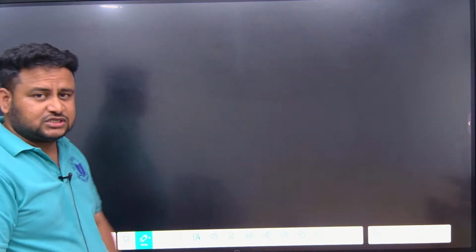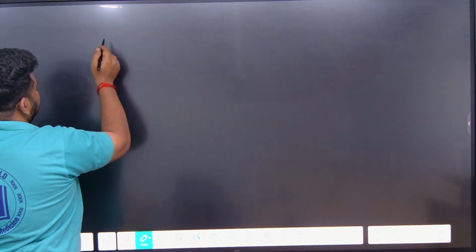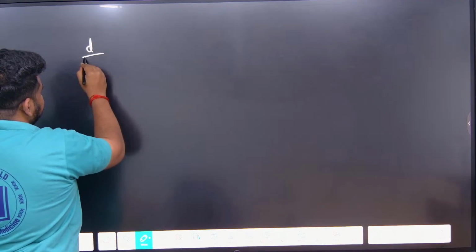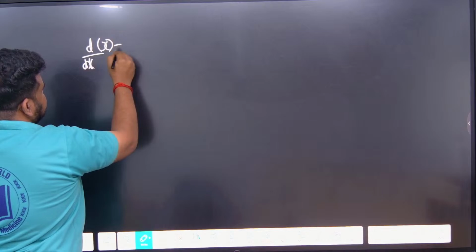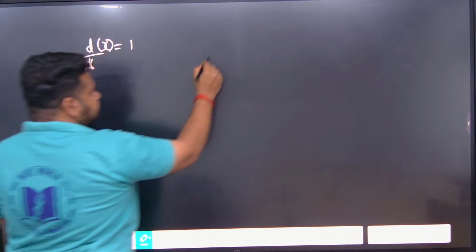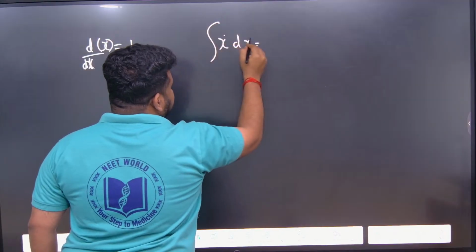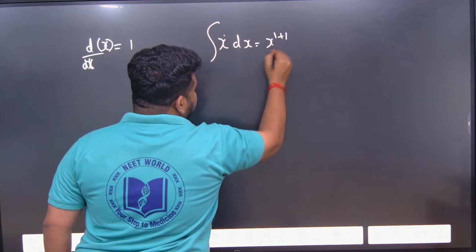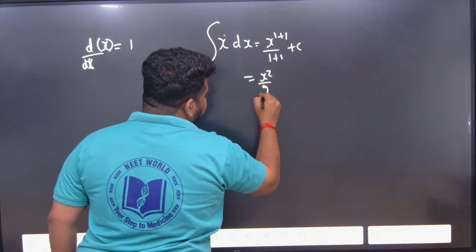Now, what happens when it comes to constant? Suppose, before going to constant, if I have d by dx of x, the derivative of x is 1. But when it comes to integration, the integral of x dx becomes x to the power of 1 plus 1 by 1 plus 1 plus c. So this will become x square by 2 plus c.